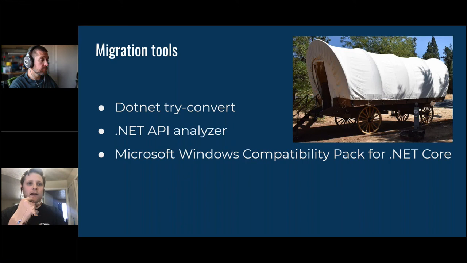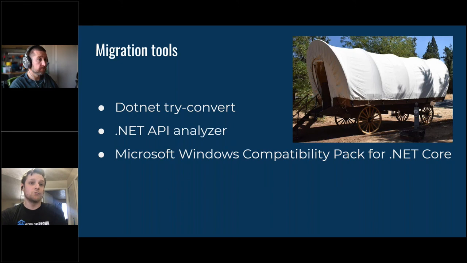So the API, or actually I'll start with the compatibility pack. The compatibility pack is basically a NuGet package that Microsoft provides that has tons of APIs that .NET Framework or .NET Core does not have. So if you want to interact with the registry, or use Windows-specific APIs, you can often find those things in the compatibility pack.